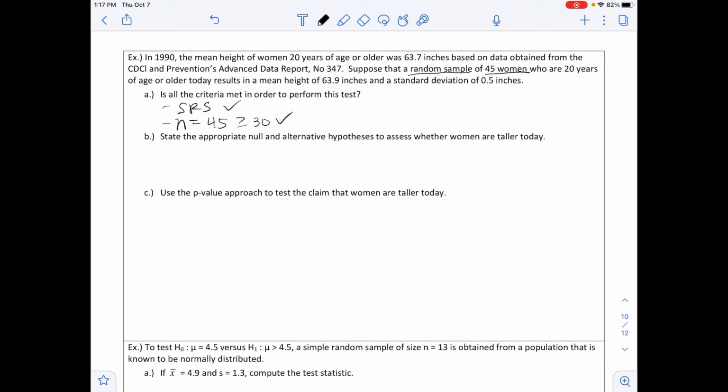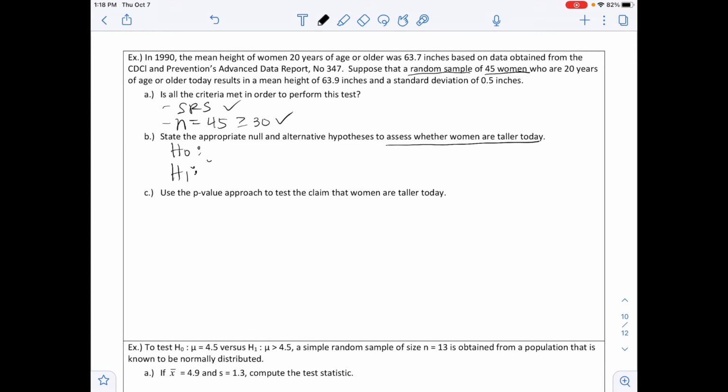There's only two things that we have to check in order to perform this test versus when we have a parameter of a proportion instead of a mean. So part B says to state the appropriate null and alternative hypotheses. And it does say on here to assess whether women are taller today.